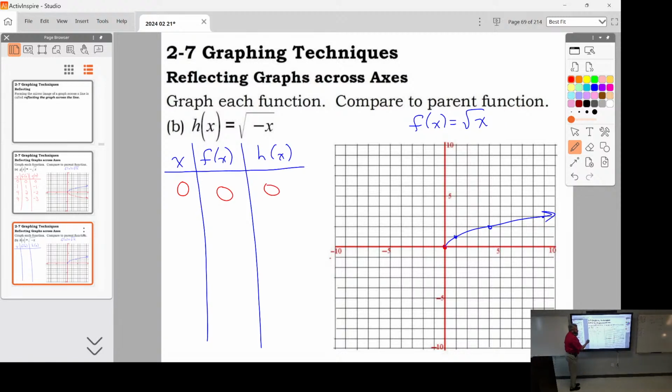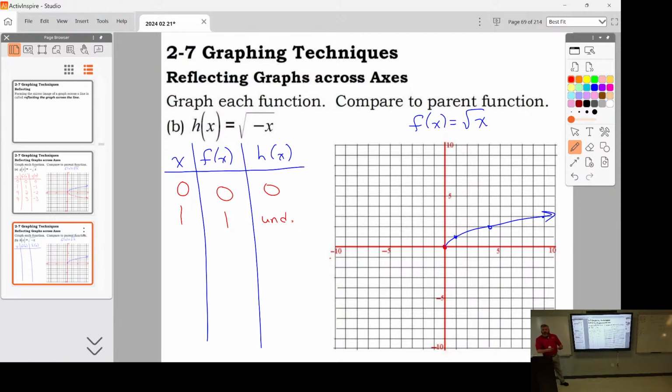Okay, if I plug a 1 into my parent function, I have the square root of 1, which is 1, and that point's plotted. But if I plug a 1 into my h of x function, I have negative 1. And the square root of negative 1 is undefined. So I can't plot that point. And it doesn't matter what positive numbers I choose for x, I'm going to have the same problem, because every time I'm going to take the opposite of that value and plug it in.